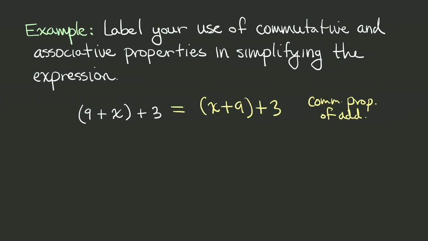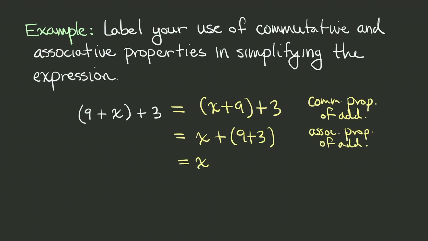And then the next thing that we could do is use the associative property to write this as x plus (9 plus 3) in parentheses. Finally, we'll add 9 plus 3, so we'll get x plus 12. Now we've combined the like terms and we can't simplify this any further.